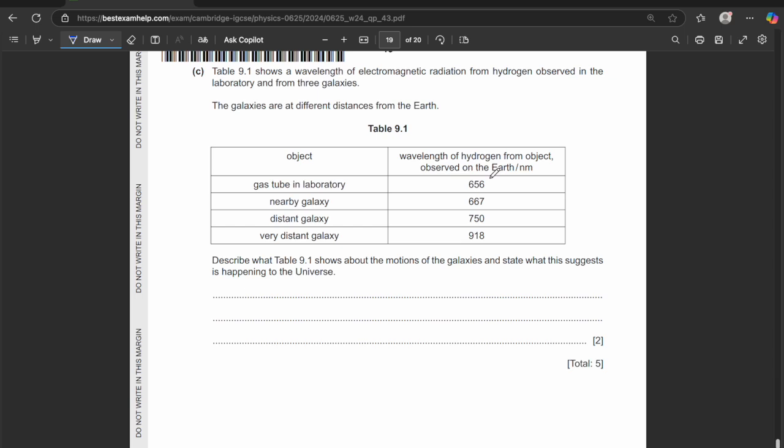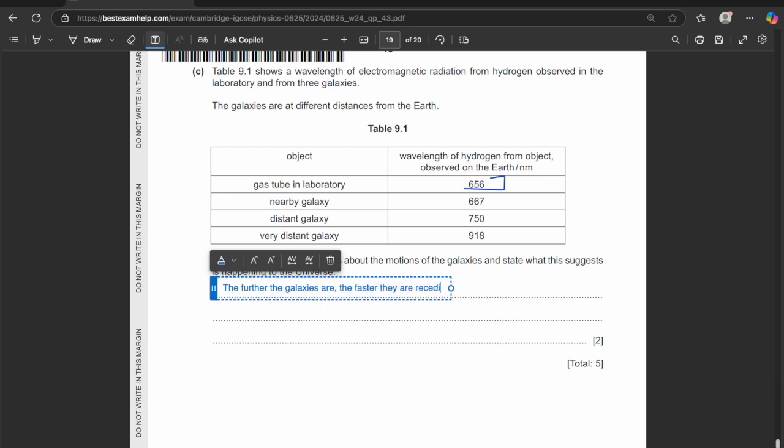So, a gas tube, this is the reference point we have to look at. A nearby galaxy is not that different, while a very distant galaxy is very different. So you can say that those galaxies are moving away from us, but at different rates. Which means that if those galaxies are farther away, then they are moving away much faster. So the farther the galaxies are, the faster they are receding from the Earth, which means that the universe is expanding.